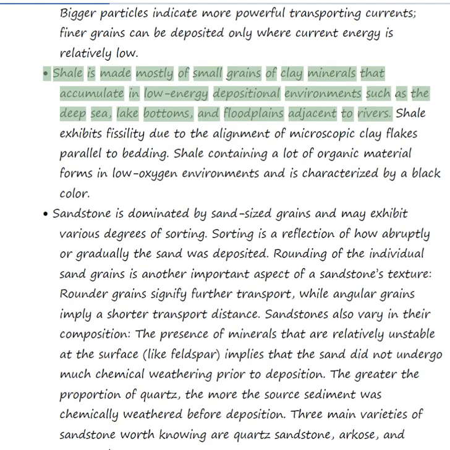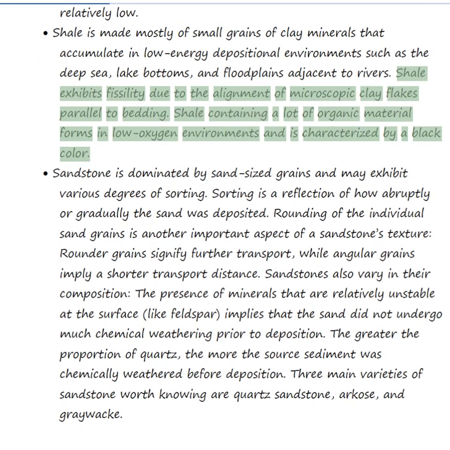Shale is made mostly of small grains of clay minerals that accumulate in low-energy depositional environments such as the deep sea, lake bottoms, and floodplains adjacent to rivers. Shale exhibits fissility due to the alignment of microscopic clay flakes parallel to bedding. Shale containing a lot of organic material forms in low oxygen environments and is characterized by a black color.